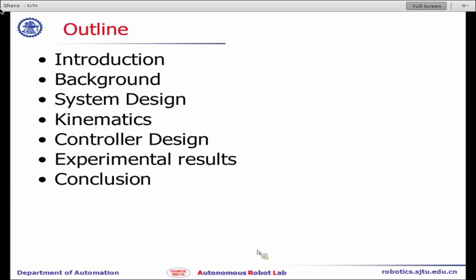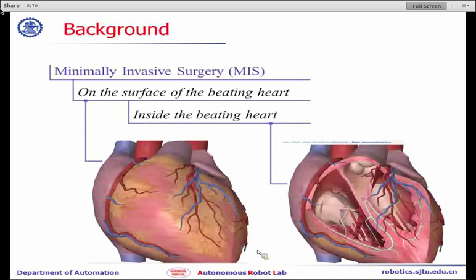So the background: this research topic comes from a medical joint project with a medical doctor at the Shanghai Chest Hospital. We are trying to design a surgery robot to perform some surgical tasks for the human heart. The main purpose is minimally invasive surgery. So we try to design a robot that's not very big and can enter the human body through a very small hole. In this research, we mainly focus on the surface of the beating heart. So we don't stop the beating of the heart.